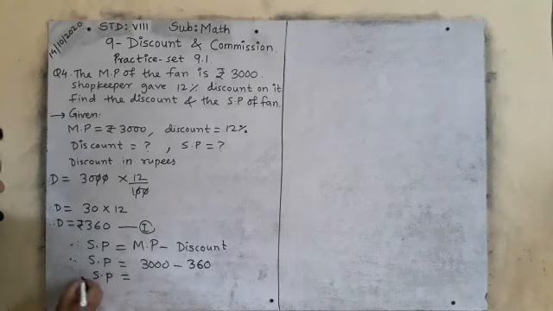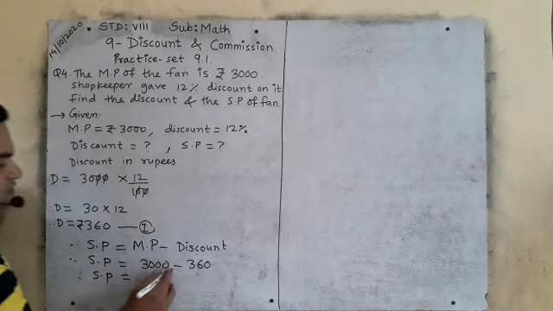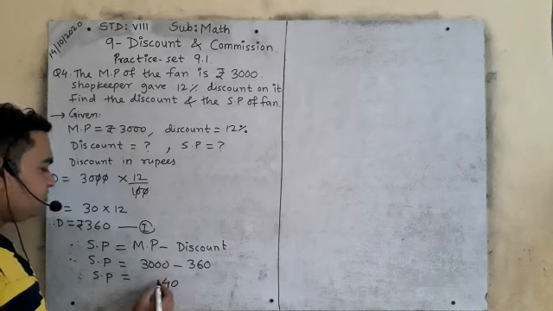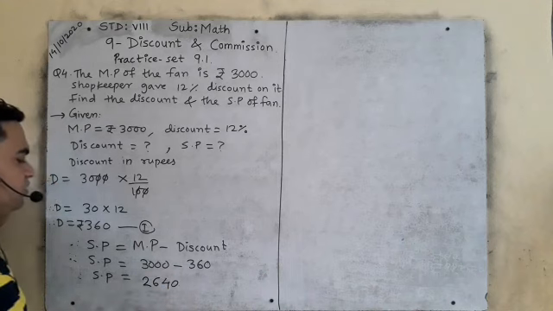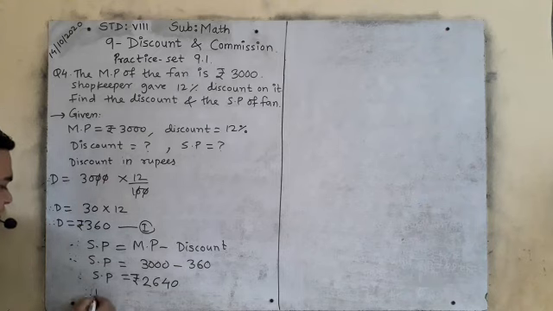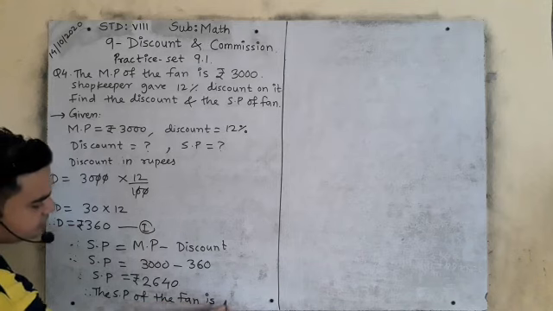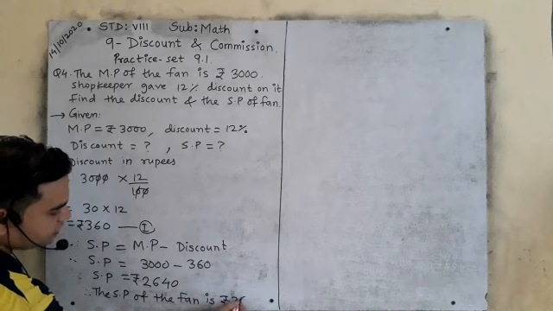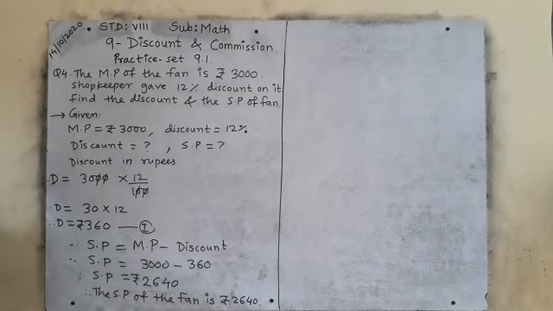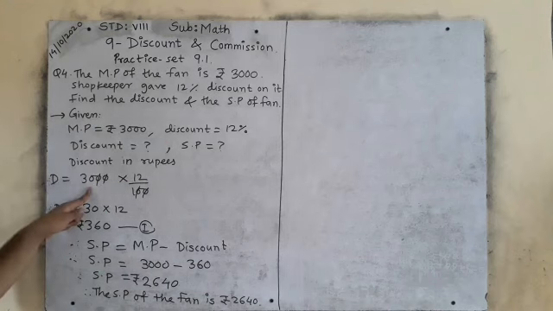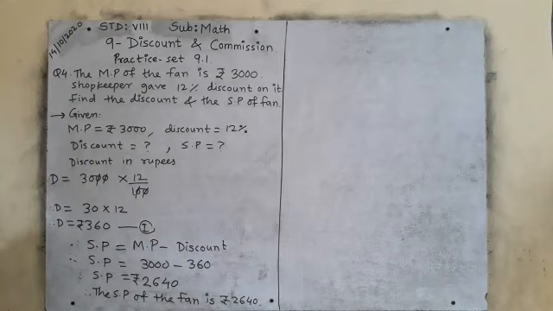So the selling price of the fan will be 0 0 0, 10 minus 6 is 4. Now here 9 minus 3 is 6, and this is 2640. Therefore the selling price of the fan is rupees 2640. I hope you understood how to solve. First we find out discount in rupees on mark price. Is it clear? So this is how you have to solve. Thank you.